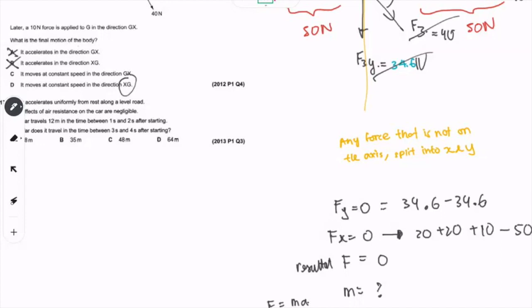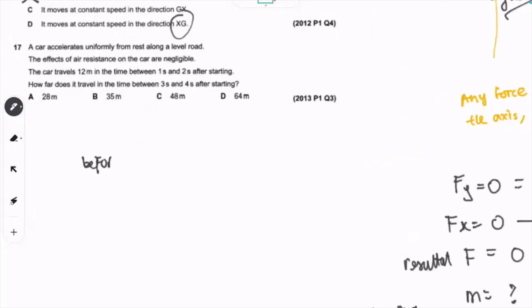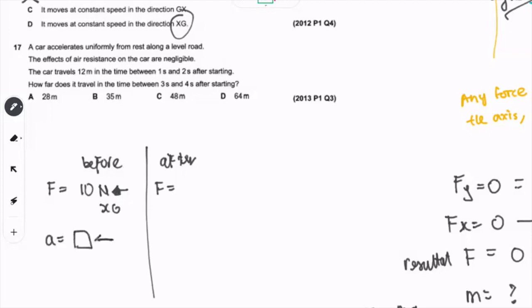You don't understand? Because before, it was applied in the direction of Gx. Before you add the 10, it was to the left, the Gx direction. Then a is something to the left. After adding it, a is 0. So you already moved to the left, then you neutralize it. That means acceleration becomes 0. So it becomes constant speed, but it's still moving to the left.